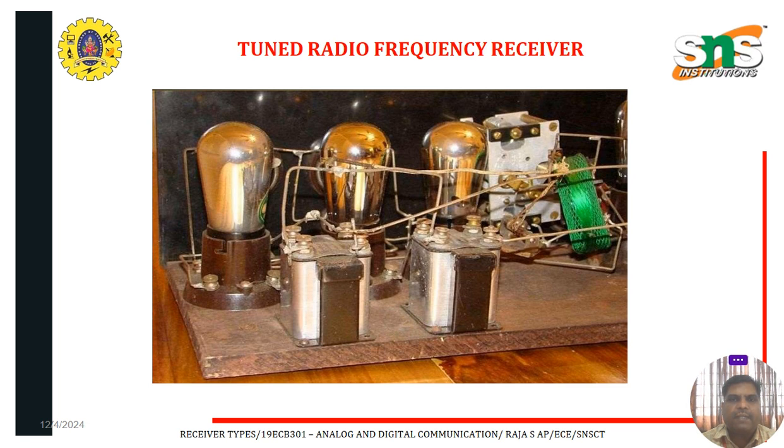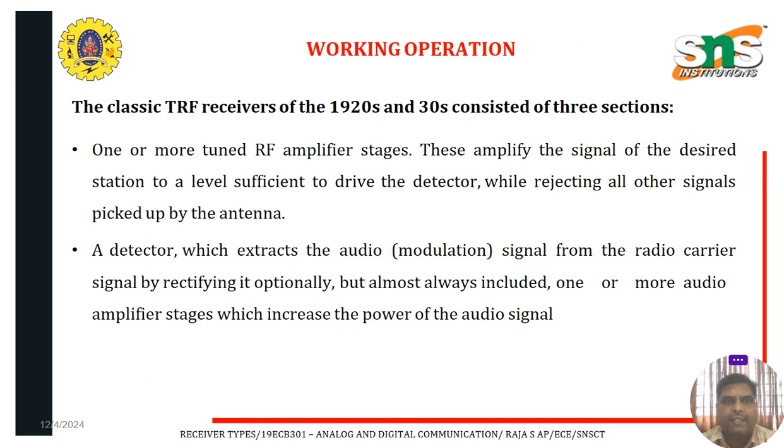It looks like a large number of transistors, capacitors and transformers arranged in serial and parallel format. The classic TRF receivers of the 1920s and 30s consist of the following three sections: one or more tuned RF amplifier stages, which amplify the signal of the desired station to a level sufficient to drive the detector while rejecting all other signals picked up by the antenna. The detector, which extracts the audio signal from the radio carrier signal by rectifying it. Optionally but almost always included are one or more audio amplifier stages, which increase the power of the audio signal.